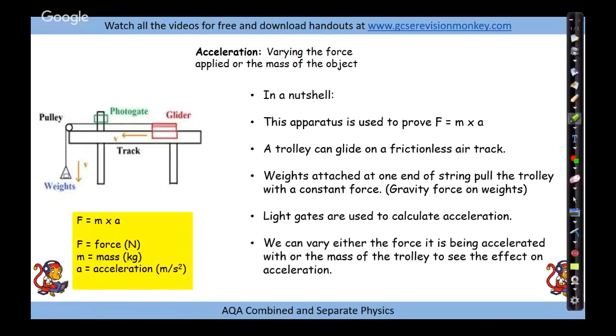Now, for this practical, we're either going to be changing the force that it is being pulled with, or we're going to be changing the mass of the trolley. Just like any science experiment, you only want to change one thing at a time, and we're going to see the effect of changing the force or changing the mass of the trolley on acceleration. Acceleration is what we would be measuring in this experiment.